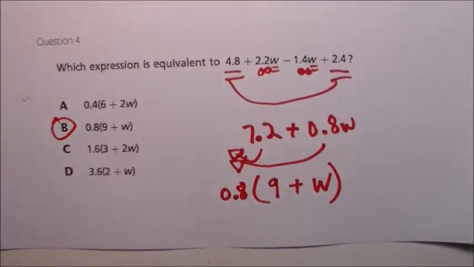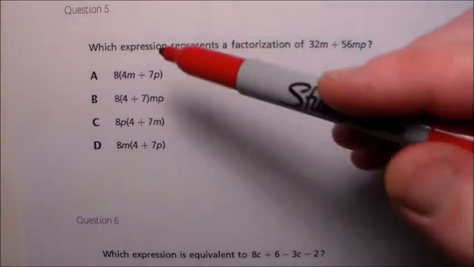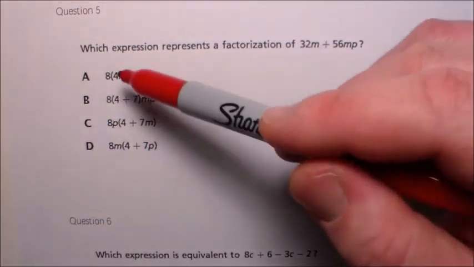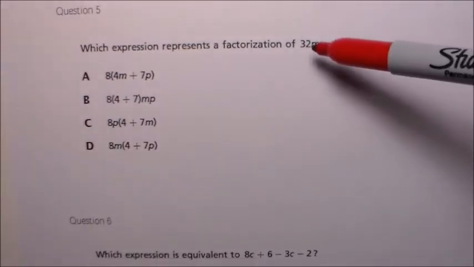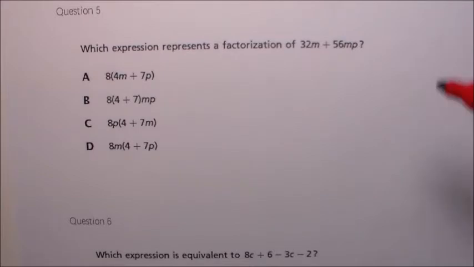We're good to go. Okay, on to question 5. Which expression represents a factorization of 32m plus 56mp? And you see our answers all pull out an 8, and we're left with some other work to do, but they all pull out an 8. So that makes sense, right? Because 32 is divisible by 8 and 56 is divisible by 8.